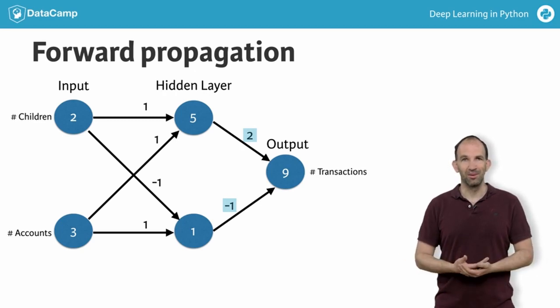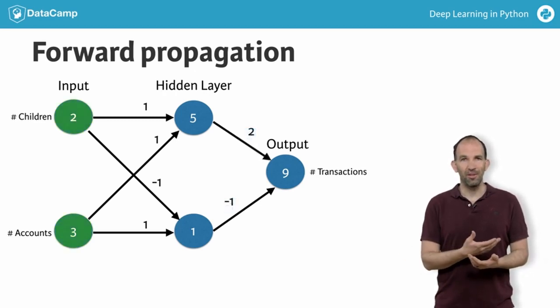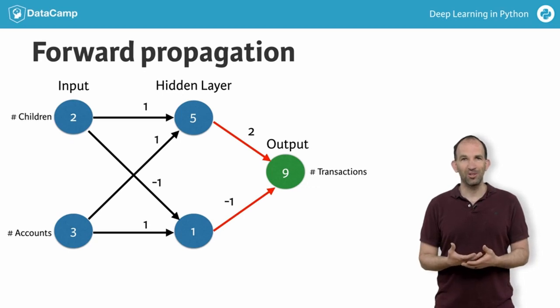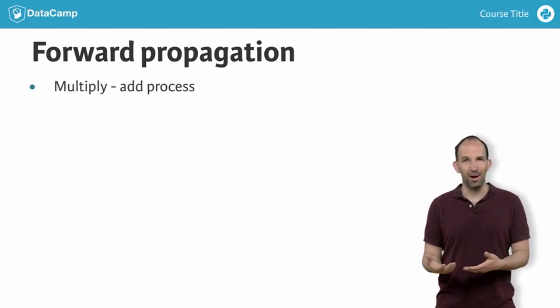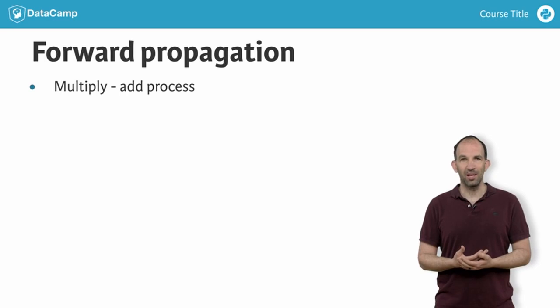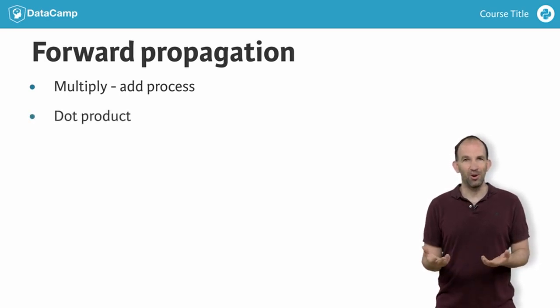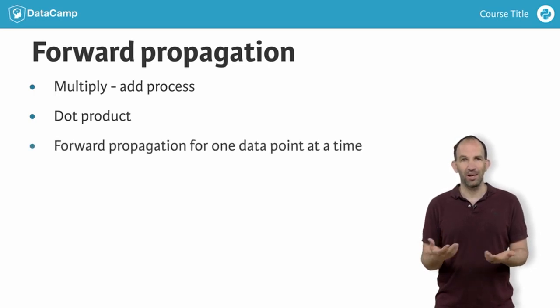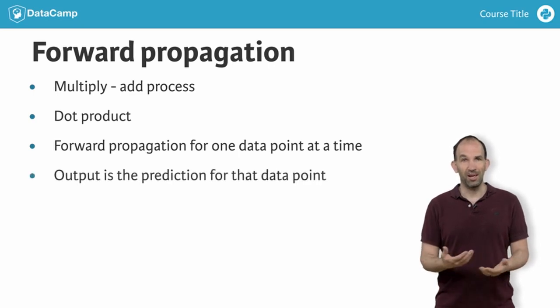That's forward propagation. We move from the inputs on the left to the hidden layer in the middle, and then from the hidden layers to the output on the right. We always use that same multiply and then add process. If you're familiar with vector algebra or linear algebra, that operation is a dot product. If you don't know about dot products, that's fine too. This was forward propagation for a single data point. In general, we do forward propagation for one data point at a time. That value in the last layer is the model's prediction for that data point.